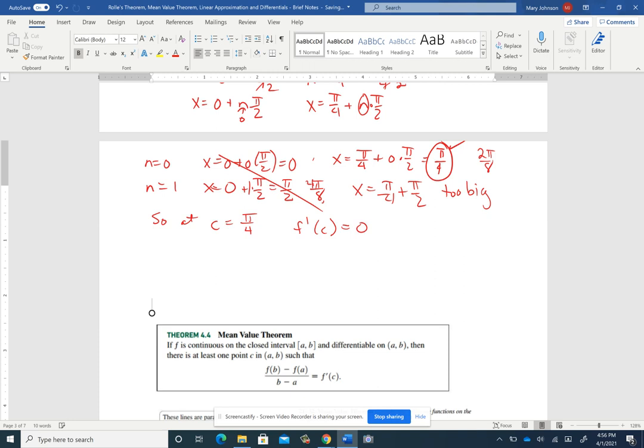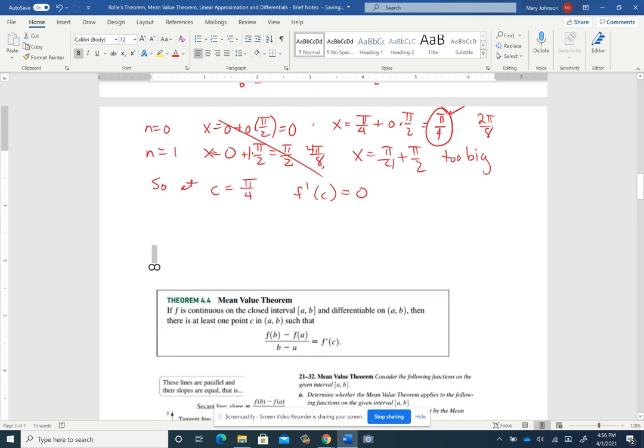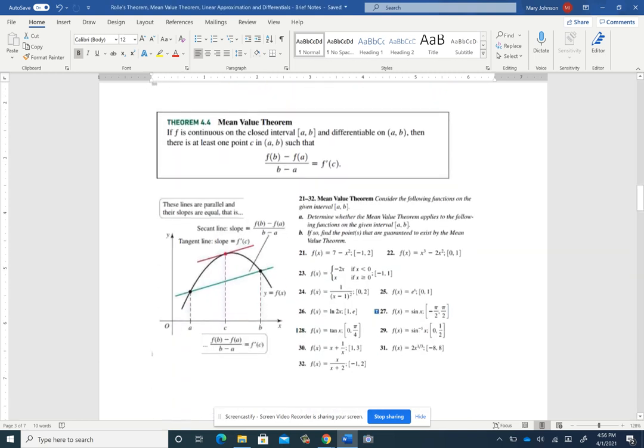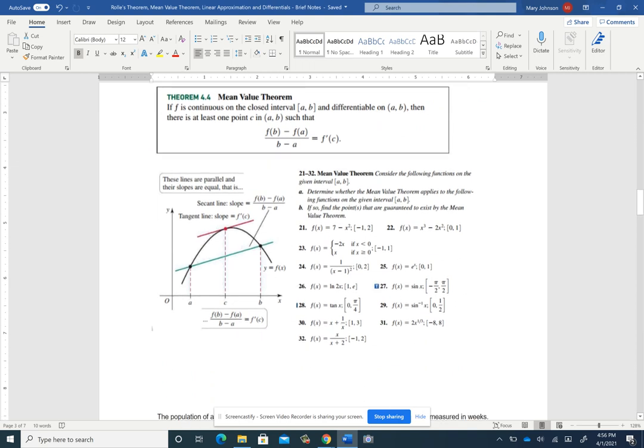So we know that at c equals pi over 4, f prime of c would equal 0, and that's the spot within that interval of interest where that would happen. Okay, so be able to do that type of thing. That's what I want.